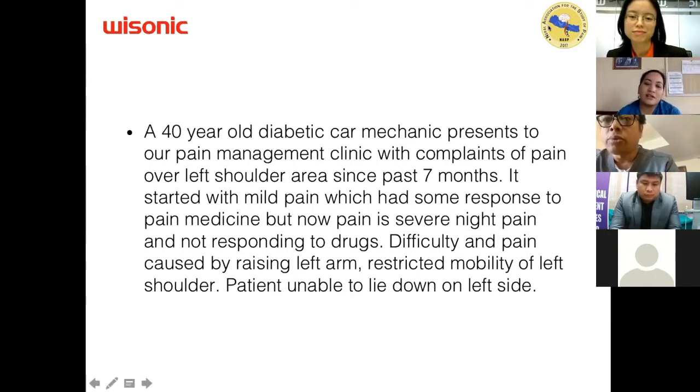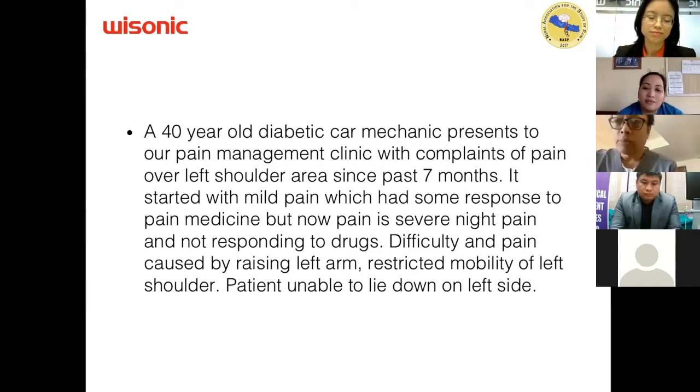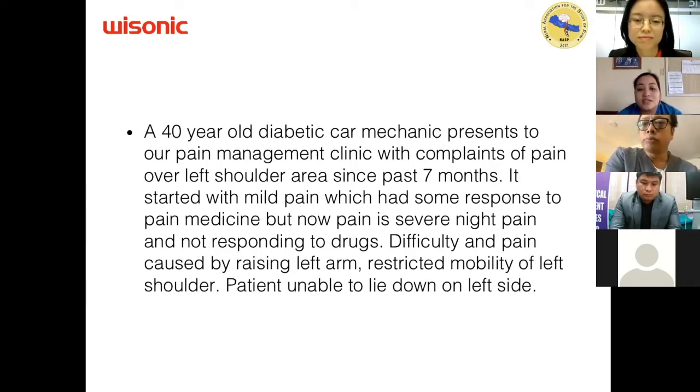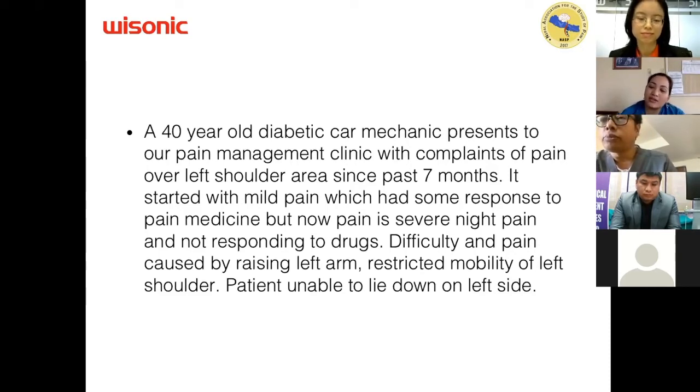This case is of a 40-year-old diabetic car mechanic who presents to our pain management clinic with complaints of pain over the left shoulder area since the past 7 months. Firstly, it started with mild pain, which had some response to pain medicine, but now the pain is so severe that he has sleep disturbance with night pain and is not responding to drugs. There's difficulty and pain on raising even the left arm. There's restricted mobility of the left shoulder, and the patient is even unable to lie down on the left side.